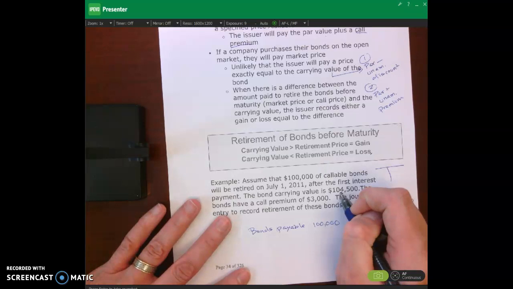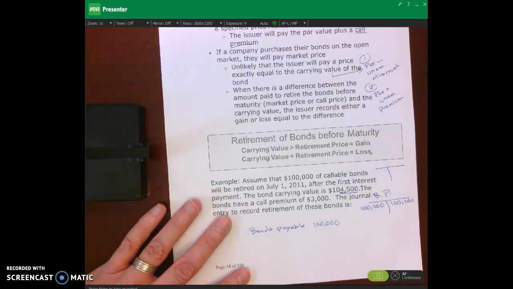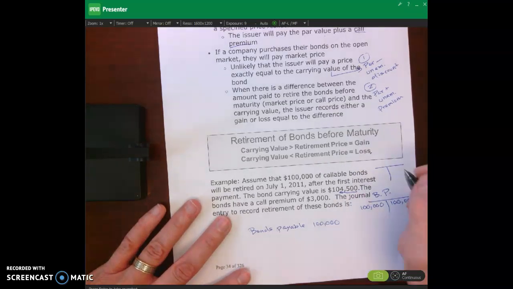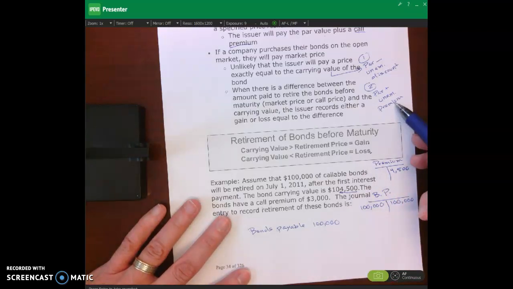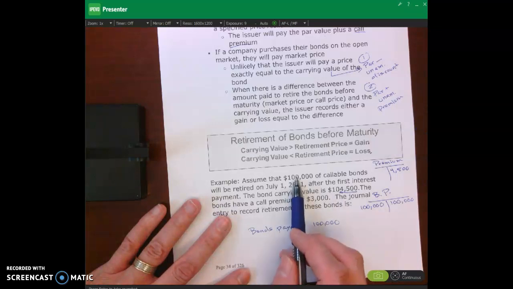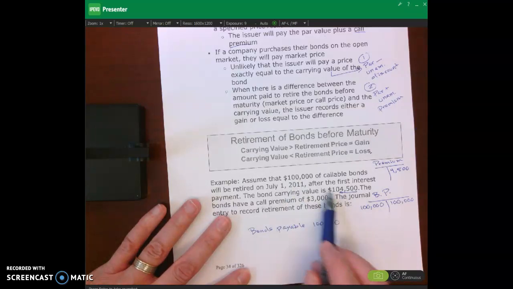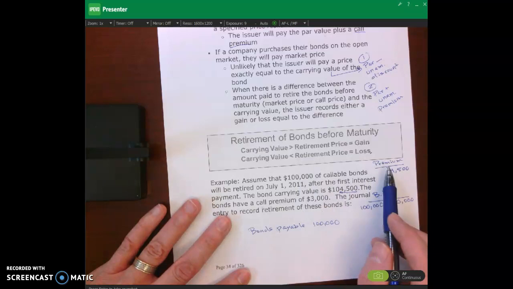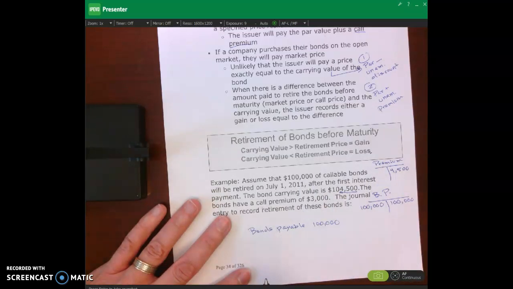And then remember, we can see the carrying value is $104,500. What is this telling you? This is telling you that these bonds were issued at a premium. So we have this premium on bonds payable, and that's $4,500. That is the unamortized premium. How do I know that? Well, look at the par. The carrying value is greater than the par. The only way that can be is that these bonds were issued at a premium.